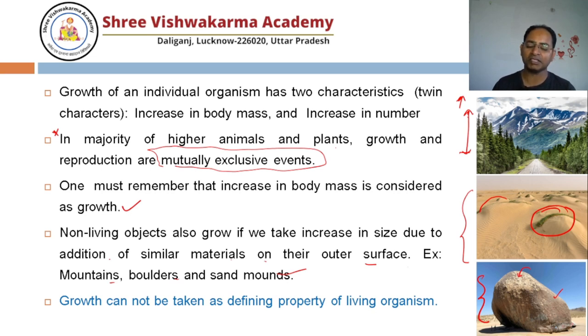So on the basis of only this characteristic, we cannot say that this is living. That's why growth cannot be taken as a defining property. If in your examination it is shown that in a particular object growth is taking place, can you say it is living or non-living? We cannot say. On the basis of just one character, we cannot say. That's why growth cannot be taken as a defining property.